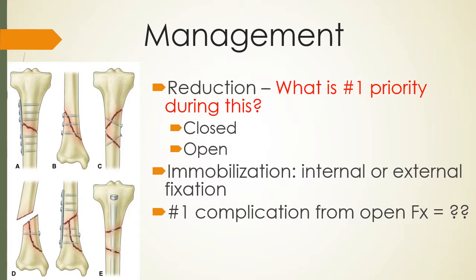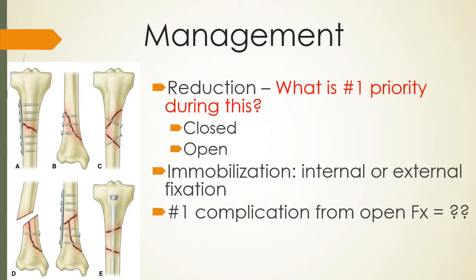Leading right into management, the first thing that we need to do is reduction. What is the number one priority during this? Pain management, keeping the patient still, and getting good realignment. So if it's closed reduction, that means we can't see the break. The break is underneath the skin. The provider will manipulate the bone back into place and likely take an x-ray of it to ensure that the pieces are back where they need to be.